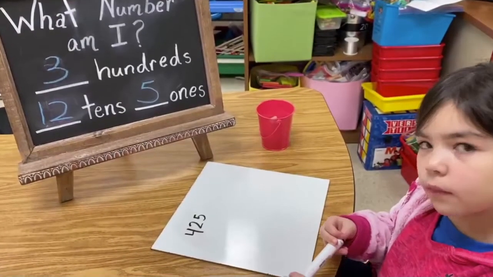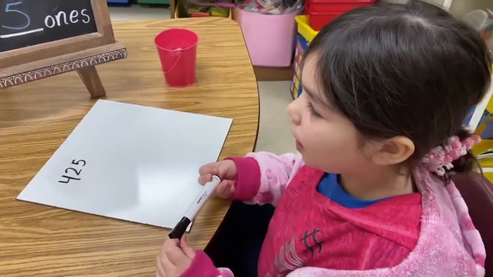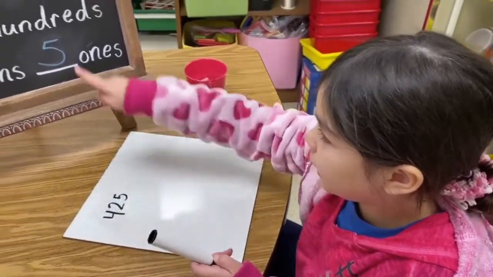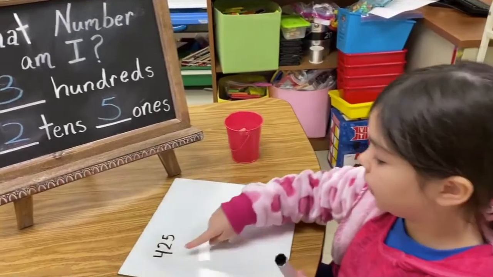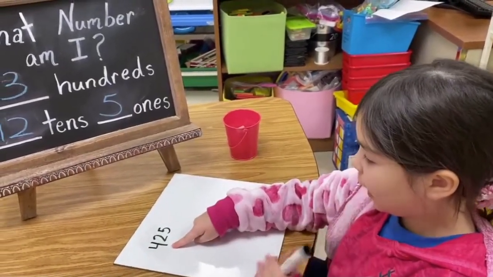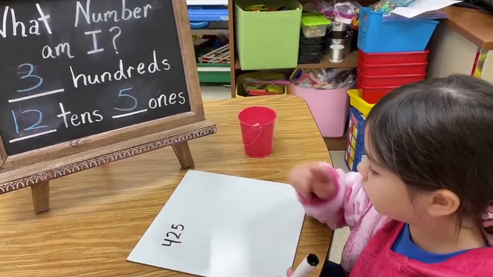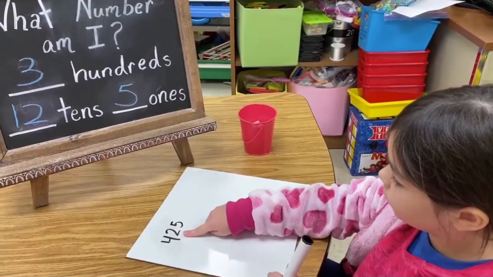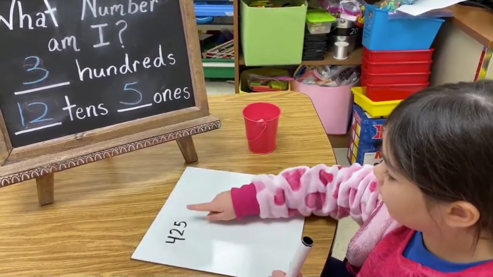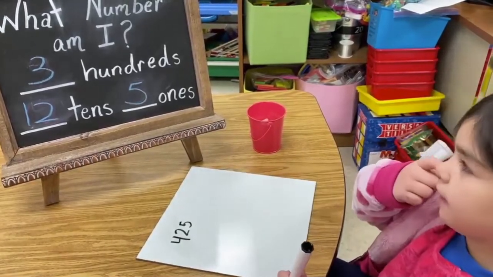How do you know that 3 hundreds, 12 tens, and 5 ones is 425? I know that by like 300, but there's 10 tens, so 10 tens is 100. So I put 400 down to add 100, and then I know there's 2 tens left, so I put 2 tens, and then it says 5 ones, so I put 5 ones, so it's 425.